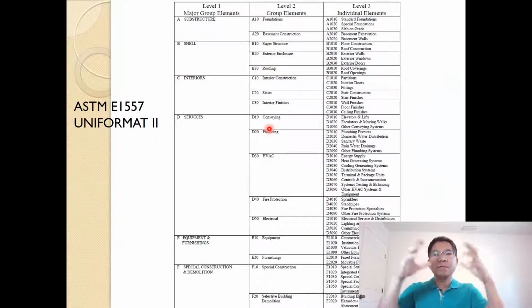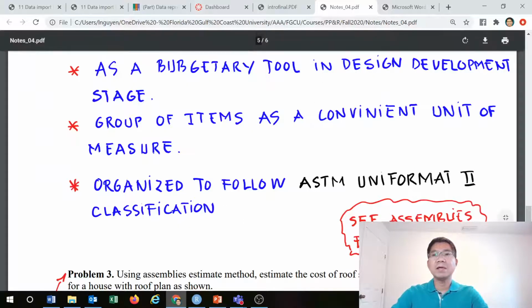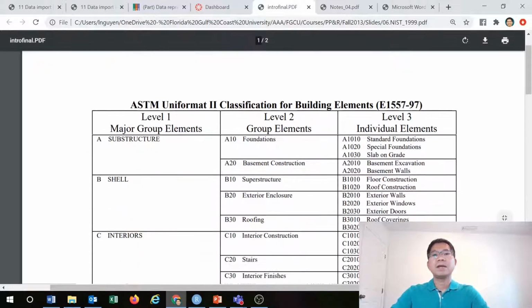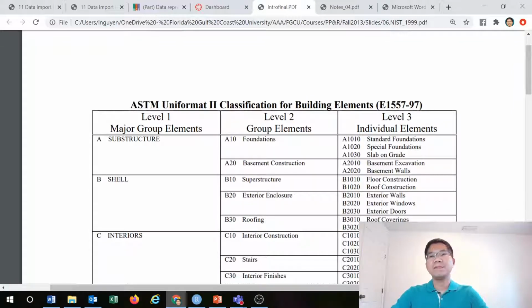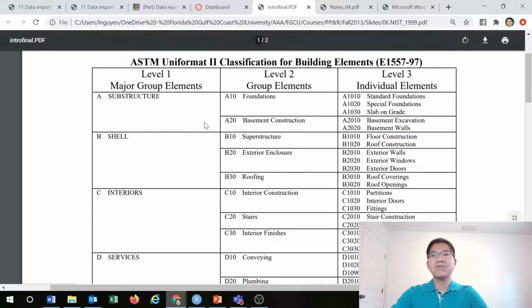So this is the detail of all other divisions. If you are interested, I have that in the references on Canvas with the ASTM standard E1557, and we have all of that classification for the 3 levels of that system.